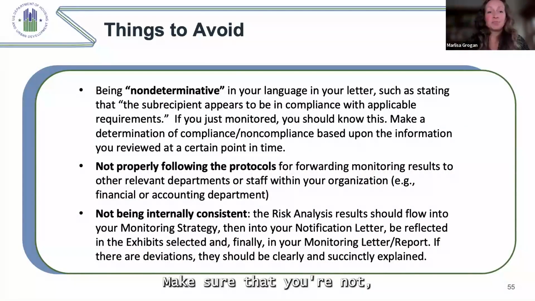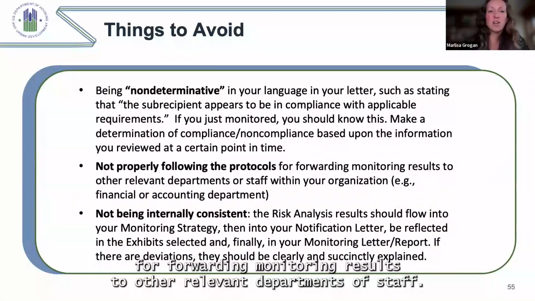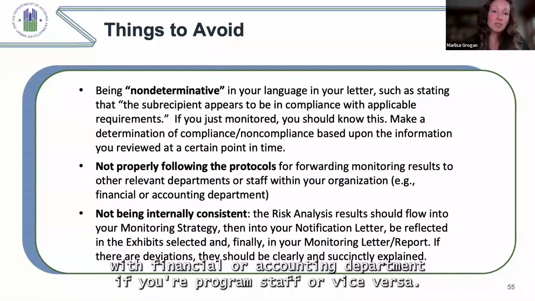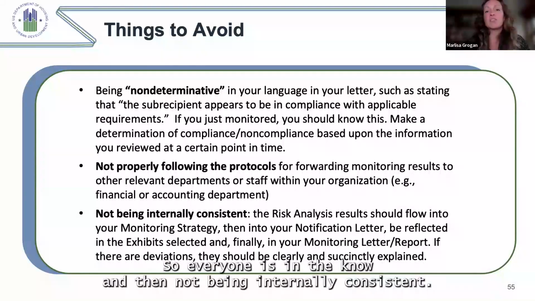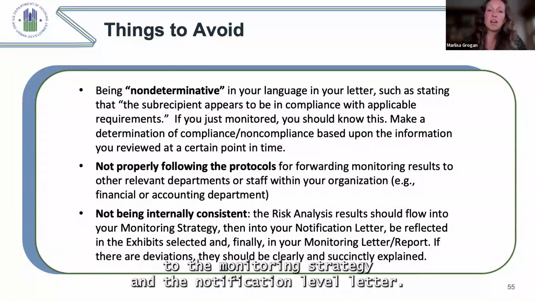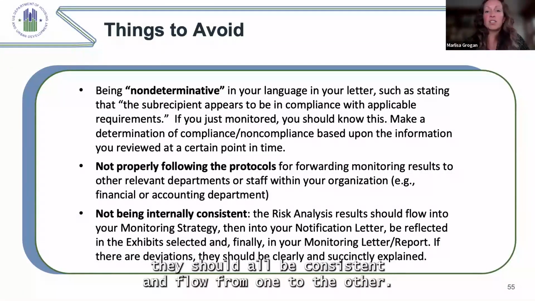Make sure to avoid not properly following the protocols for forwarding monitoring results to other relevant departments or staff. Make sure that you are sharing your findings with the financial or accounting department if you're program staff, or vice versa, so everyone is in the know. And then not being internally consistent. The risk analysis results should have that connection to the monitoring strategy and the notification letter, as well as the exhibits and the monitoring letter.